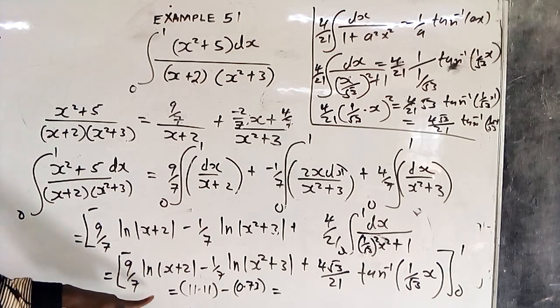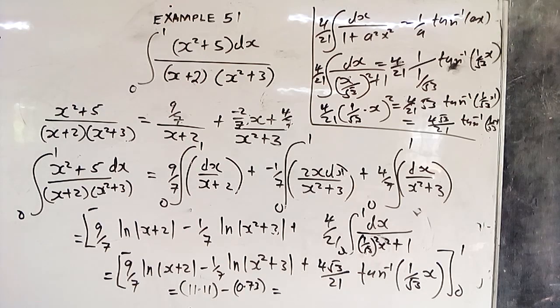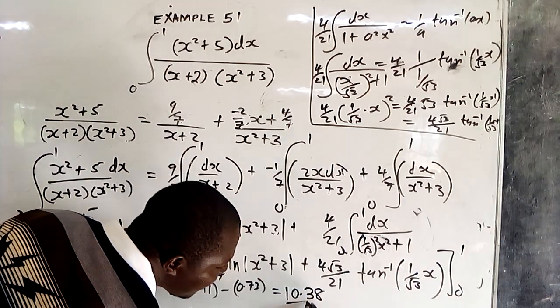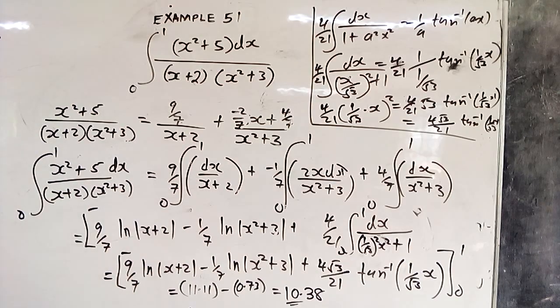So what do you have here? 11.11 minus 0.73 is 10.38. Good. So 10.38, and you are done with the definite integral. Very simple, isn't it? Very simple.